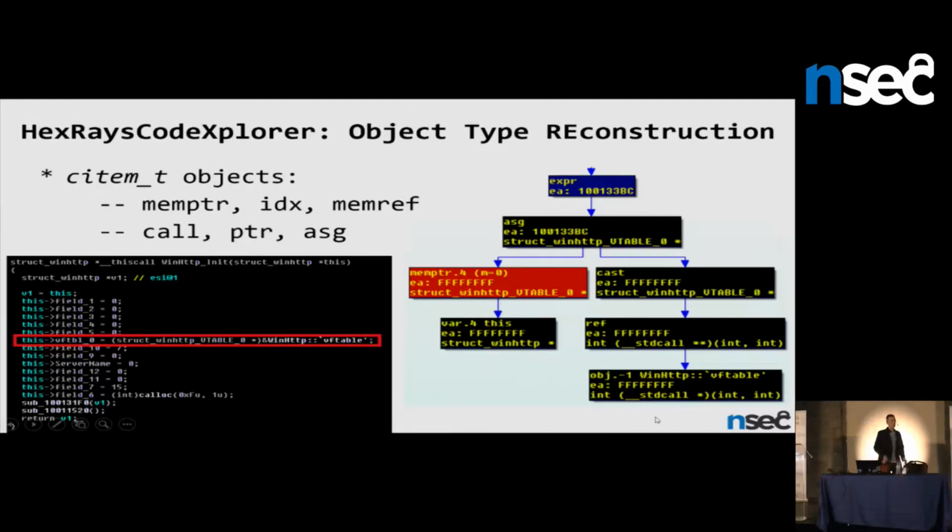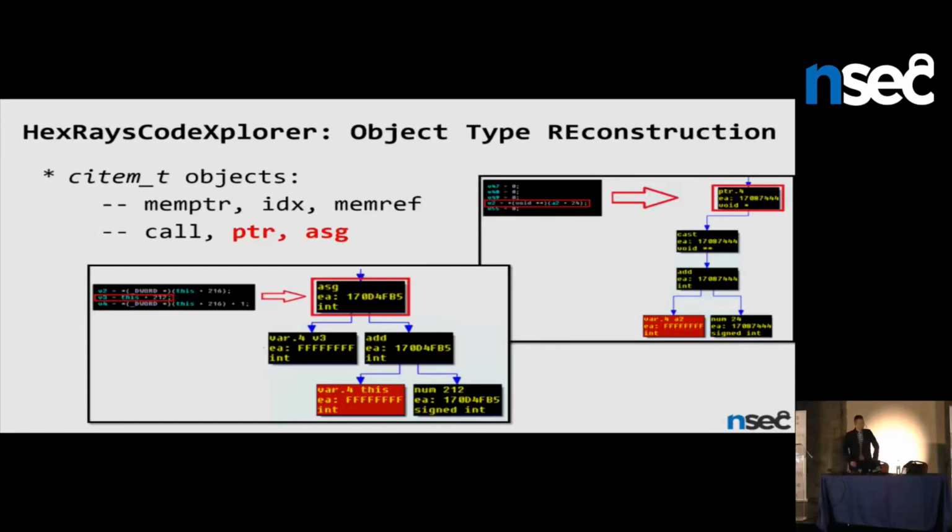For instance, memptr is a dereferencing pointer with a structure-specific offset. IDX is using an index to address a specific element in the array. Memref is a reference to memory, and so on. For instance, we can see here on the left-hand side that there is a reference to this field, the virtual function table, and we can reconstruct this reference using this C-tree representation. So we are just monitoring memptr. We are tracking this keyword, and we see that at offset 0 there is a dereferencing of this pointer, so there is a field within this object, and we can build the structure this way.